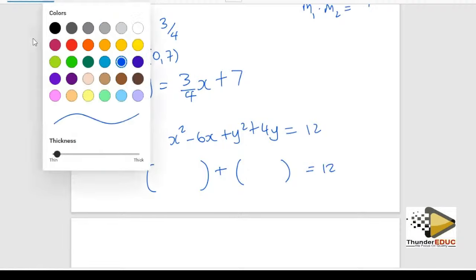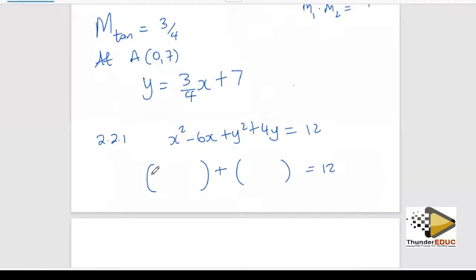Just watch what I'm gonna do now. So we're gonna get x, and then let's keep the sign to minus, and then we get a half of 6, which is a 3. We square that. We know that 3 squared is gonna give us a 9. So we're gonna plus a 9 somewhere here. Then let's go to the y. Let's keep the sign, which is a plus. Then a half of 4 is 2. We square that. So we know 2 squared is 4. So I'm gonna put it that side, plus 4 as well.